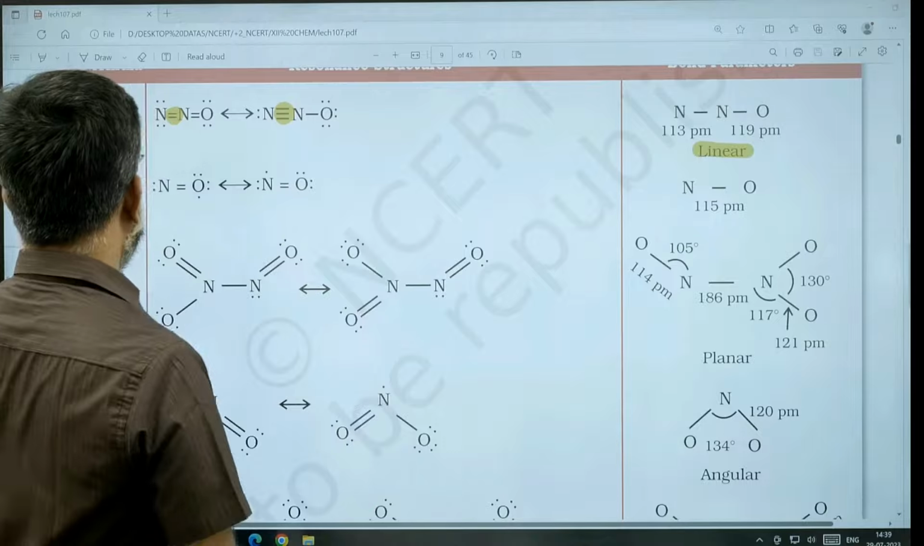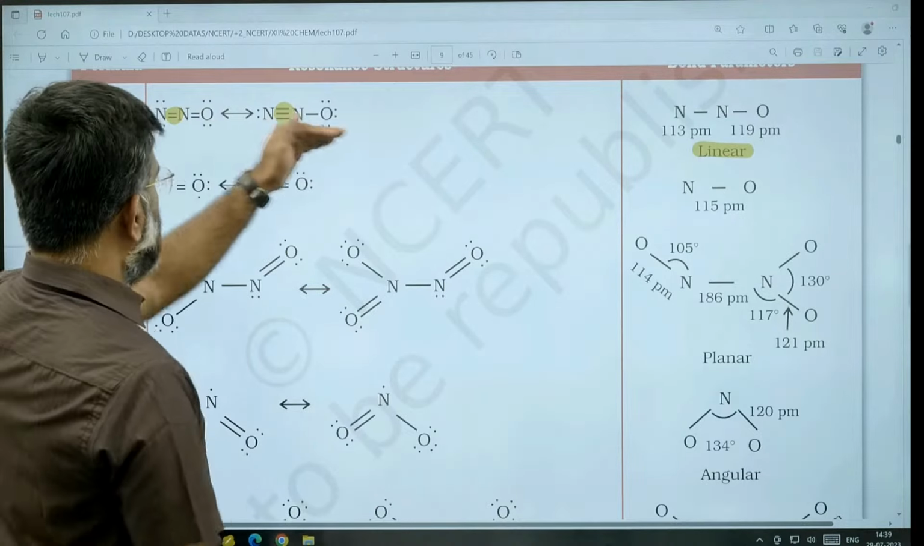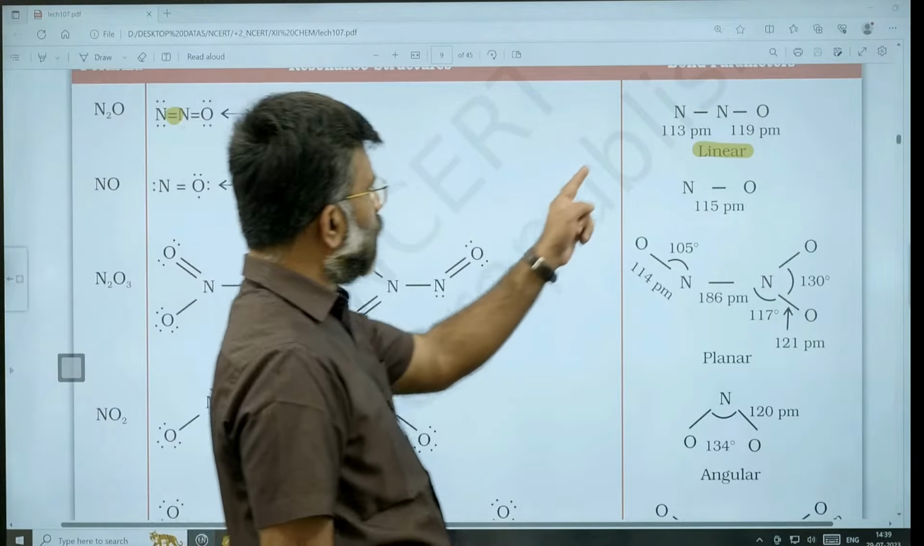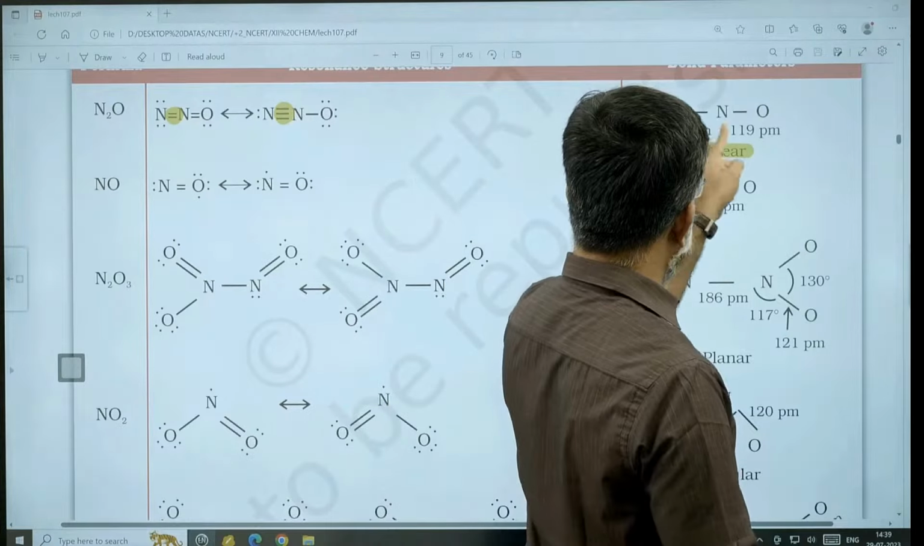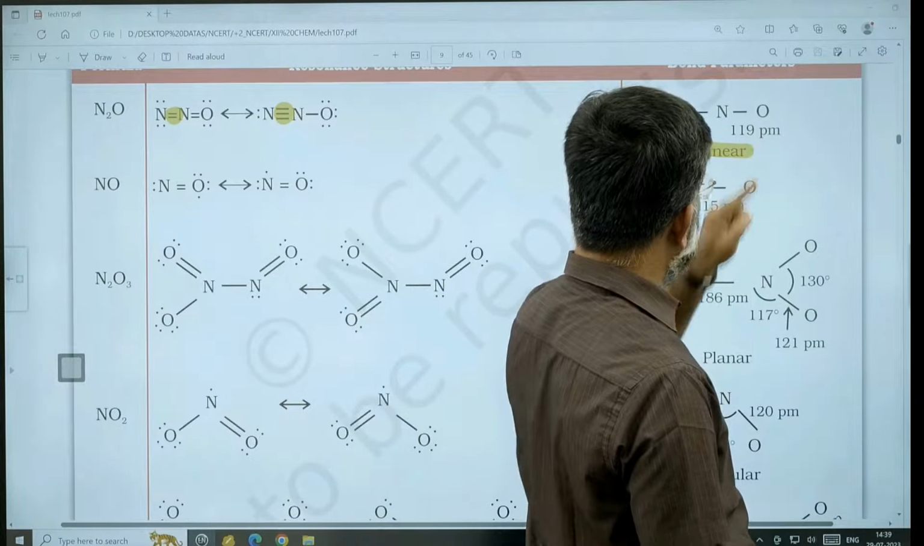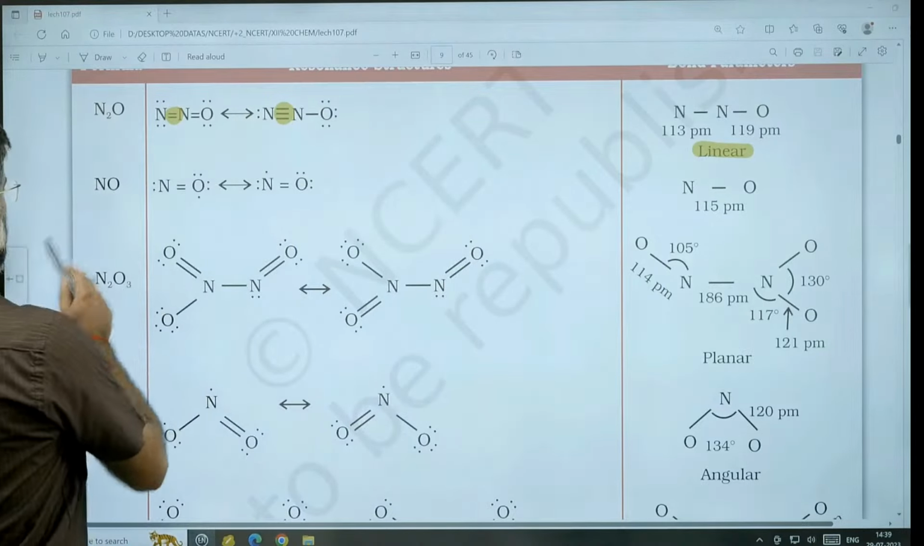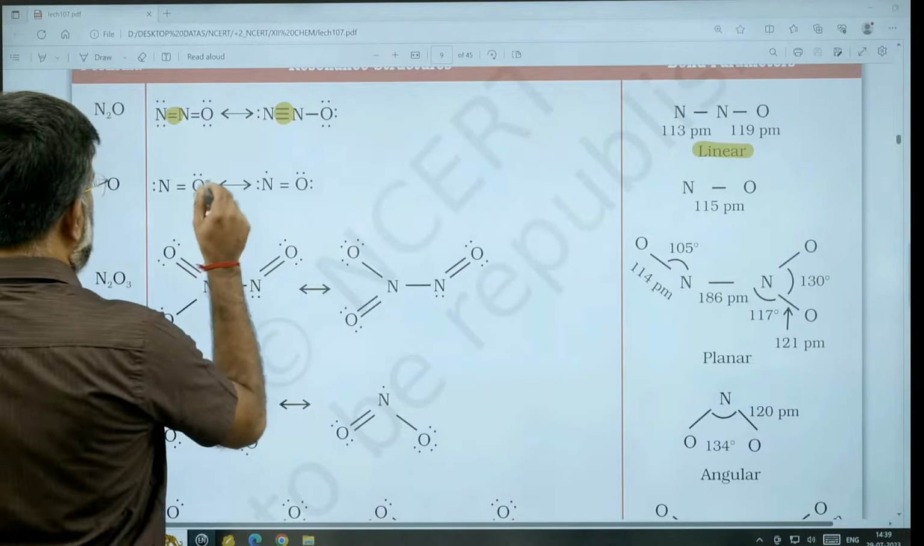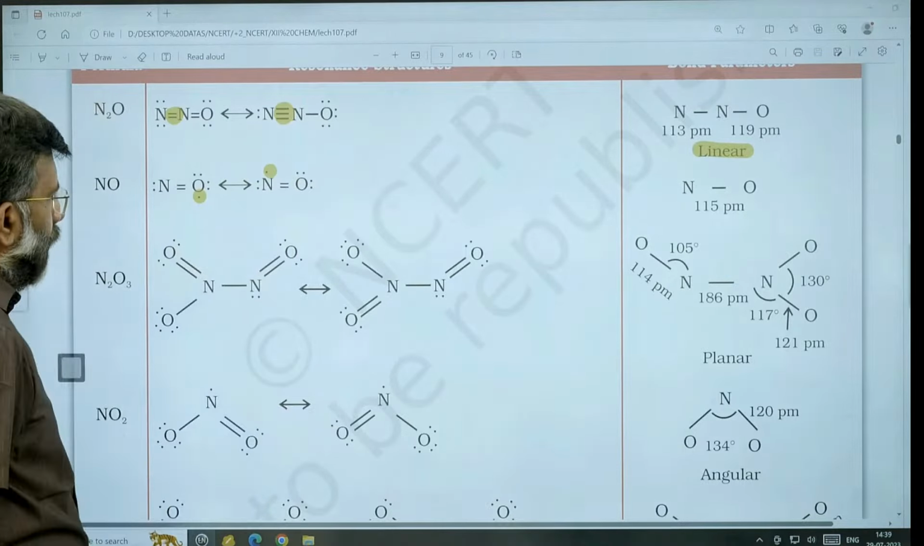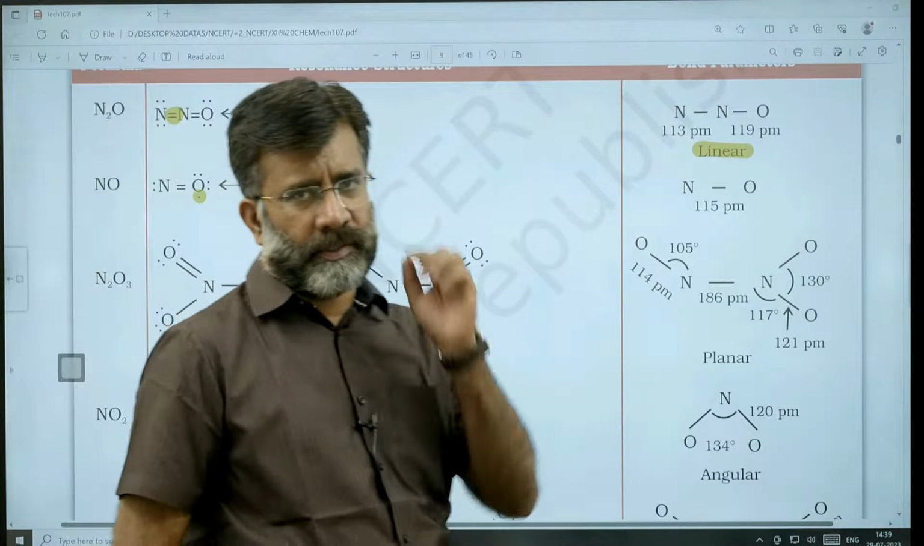Okay? And it is linear in shape with a bond length 113 picometer between nitrogen and 119 picometer with the oxygen. Next is NO, which is a odd electron system. Hope you understand. That is a odd electron system. NO.